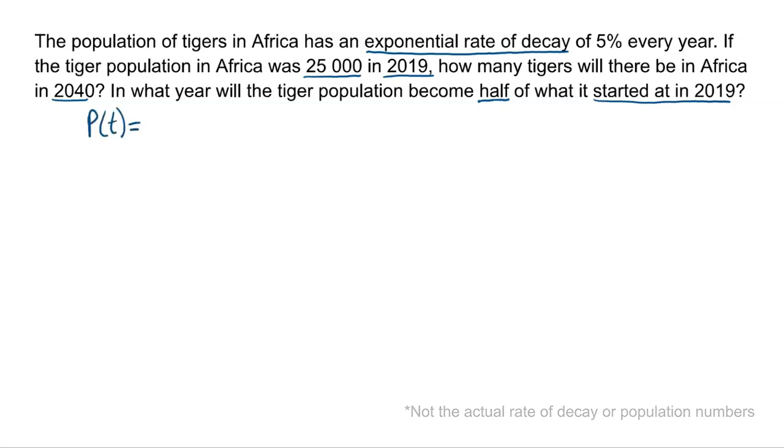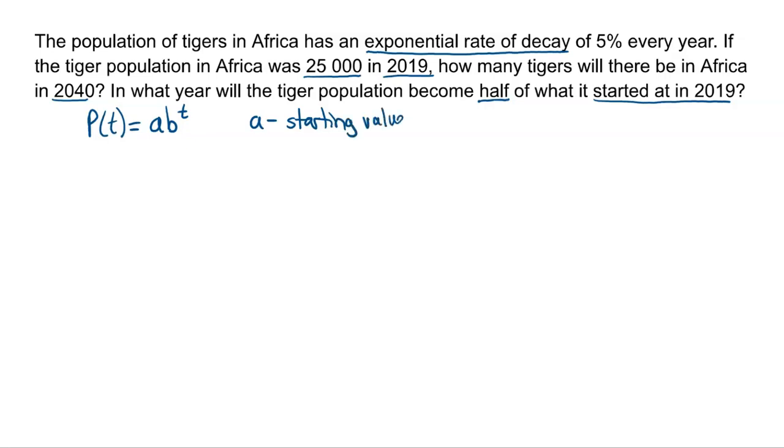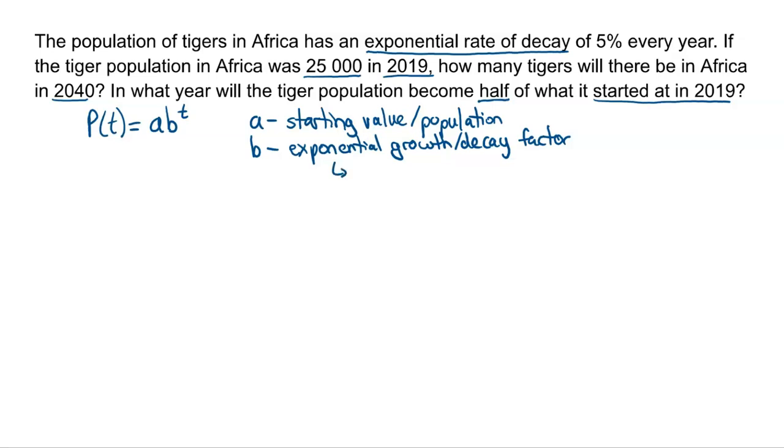So the first thing to keep in mind here is the general equation for exponential growth or decay. It's the population after some time is equal to a times b to the power of t. Now, a is the starting population or the starting value. That's pretty straightforward here. It's going to be 25,000, which we'll sub in here in a moment. B is a little more tricky, and what we have to do with this is recognize that this is the exponential growth or decay factor. It's essentially what I'm multiplying by each year to get the number I have the next year.